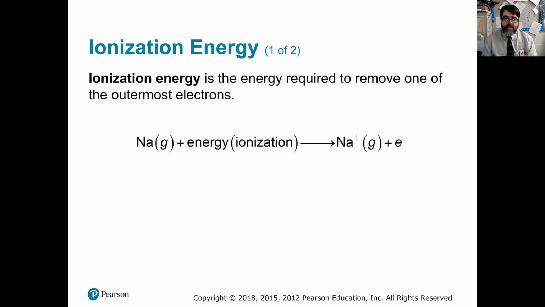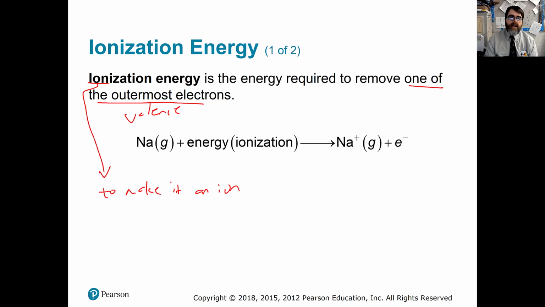So next, we have something called ionization energy, and that is the energy needed to remove one of the outermost electrons, one of the valence electrons. And it is the energy needed to make it an ion. So sodium here that's neutral would be an atom. Sodium here that has a charge would be an ion. And then, of course, you get these electrons floating around out there as well.